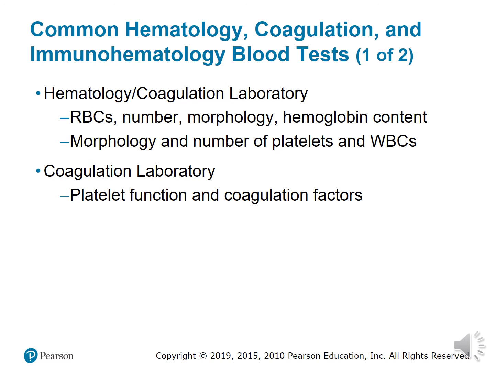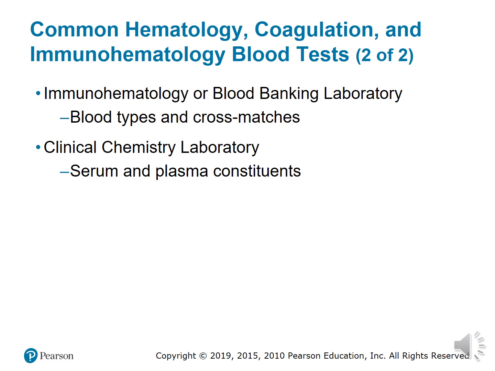Right. Common hematology, coagulation, and immunohematology blood tests. RBCs number, morphology, hemoglobin content, morphology and number of platelets and WBCs. A coagulation laboratory: platelet function and coagulation factors. Immunohematology, blood banking laboratory: blood types and cross matching. Clinical chemistry laboratory: serum and plasma constituents.